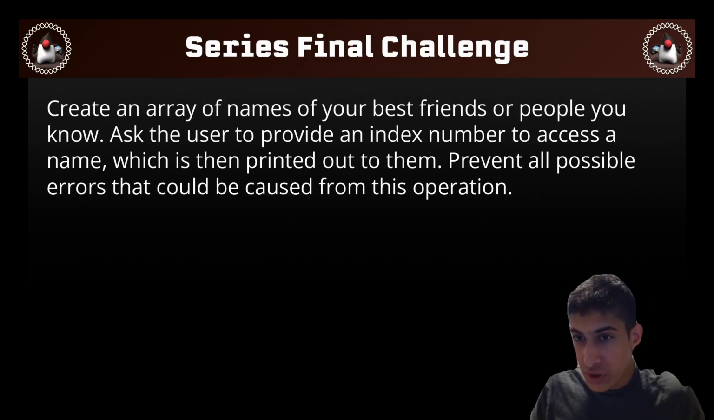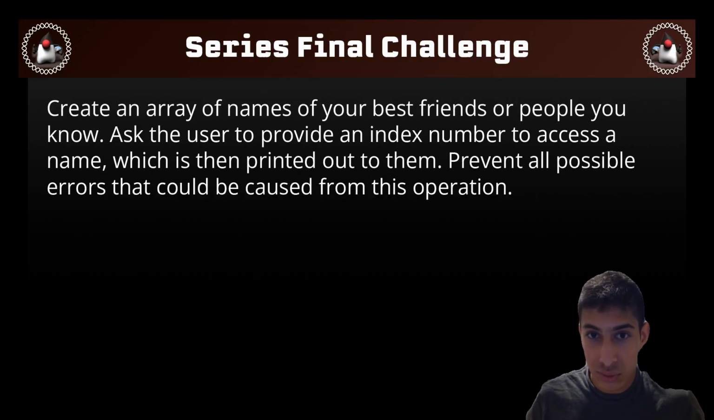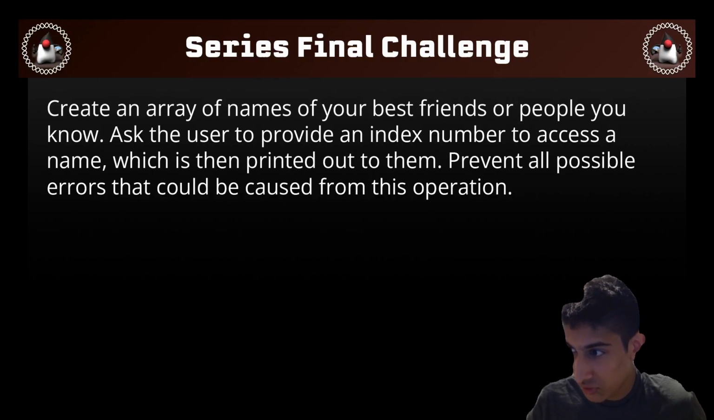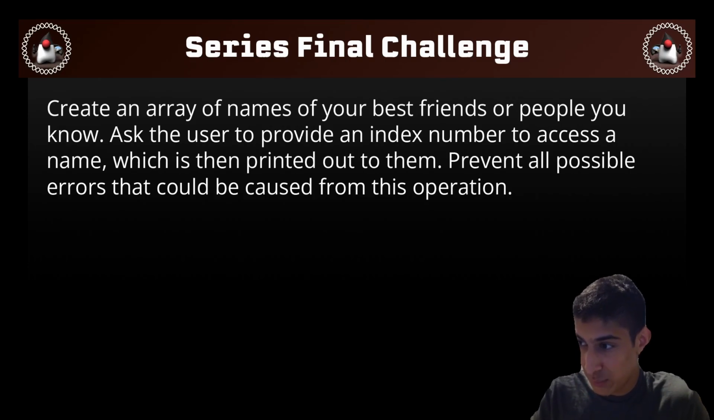So now we're fully done learning new things in the Java Basics series. So let's finish it off with a final challenge. So for this final challenge, what you want to do is create an array of names of people who you know or people who you're close to. And so what you want to do is ask the user to provide a number that serves as an index to access a name that's then printed out to them in the terminal.